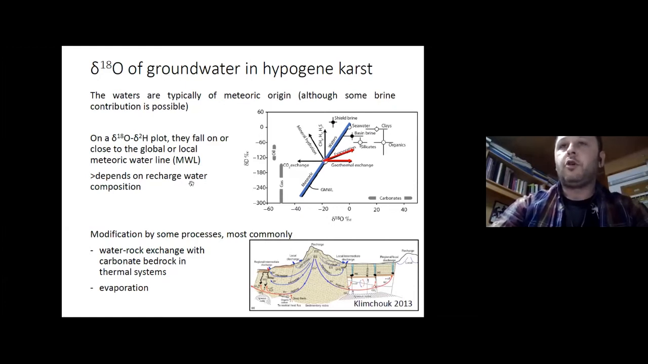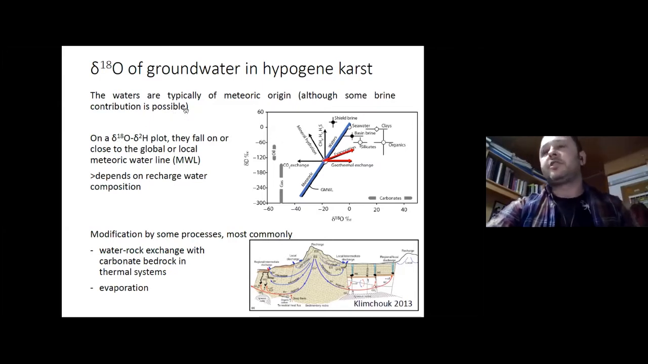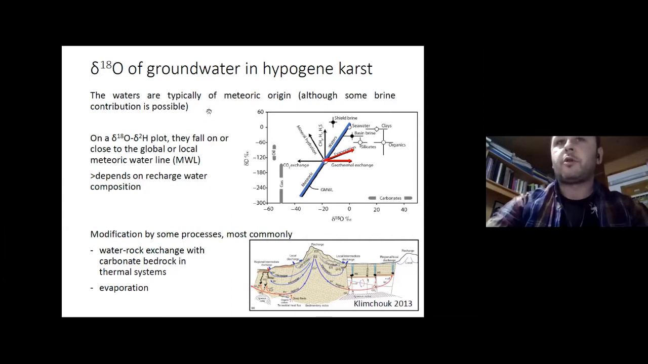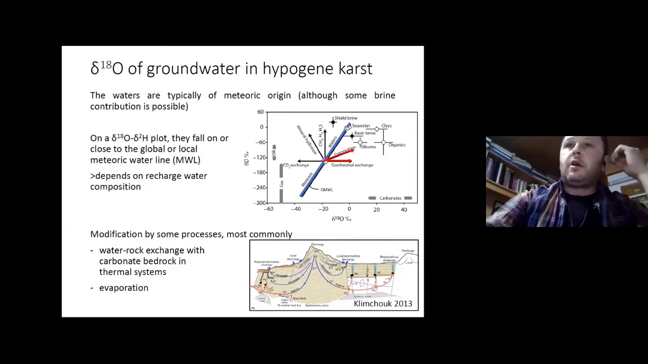What we know is that almost all of these waters are of meteoric origin based on their stable isotope composition, that is the delta 18O or delta 2H, the oxygen or hydrogen stable isotope composition. Most of these waters will fall on the so-called meteoric waterline, which mostly is the local meteoric waterline, characteristic of the local precipitation where the recharge of those systems happened.